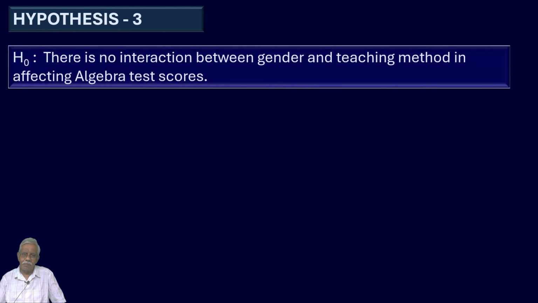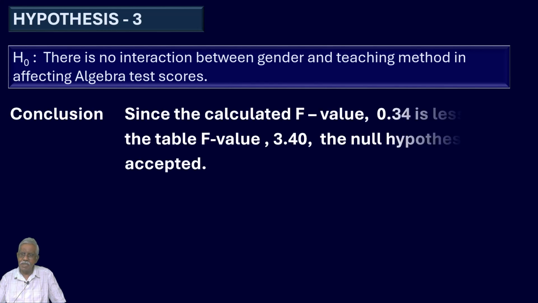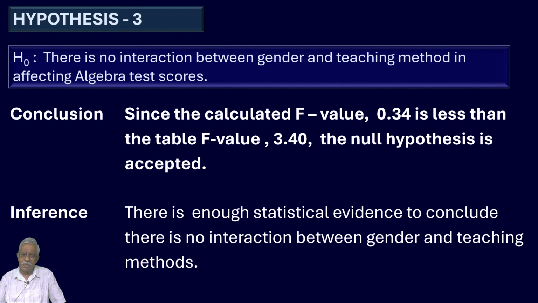Hypothesis 3. Null hypothesis. There is no interaction between gender and teaching method in affecting algebra test scores. Conclusion. Since the calculated F value 0.34 is less than the table F value 3.40, the null hypothesis is accepted. Inference. There is enough statistical evidence to conclude there is no interaction between gender and teaching methods.